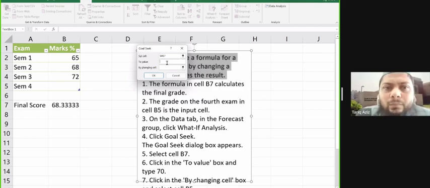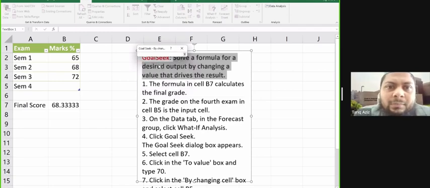Then it is asking for the value. B7 should be set to what value? We want to set it to 70 because the student wants a score of 70% overall. So set cell B7 to 70. Then the third option it is asking is by changing cell. Which cell should it change? So let me select this cell, that is the score in 4th semester.